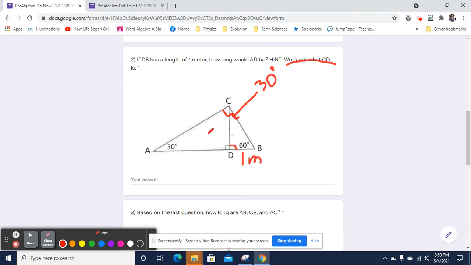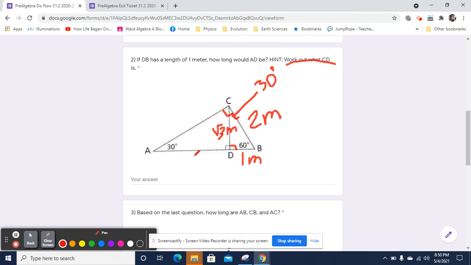This is a 30, 60, 90 triangle. This is a 30, 60, 90 triangle. And the whole thing is a 30, 60, 90 triangle. But let's see what CD is. Well, if this is M, then that's going to be 2M. Okay, 2 meters. And this will be the square root of 3 meters. I just put that down for good measure. Maybe we'll need it later. Hint, hint. So that's meters.